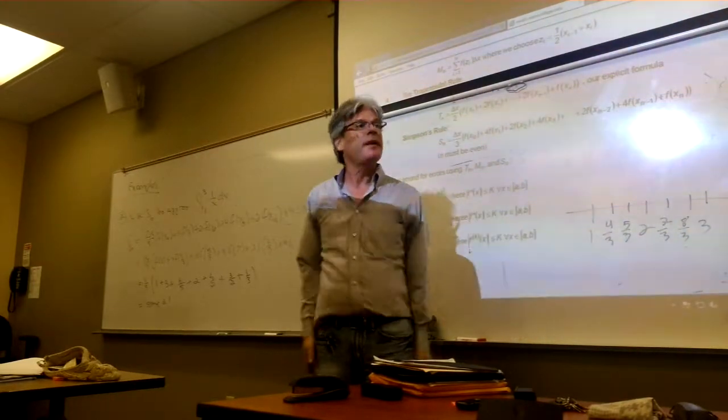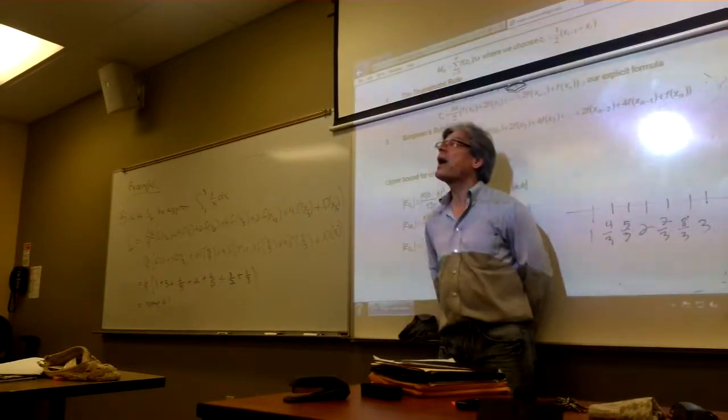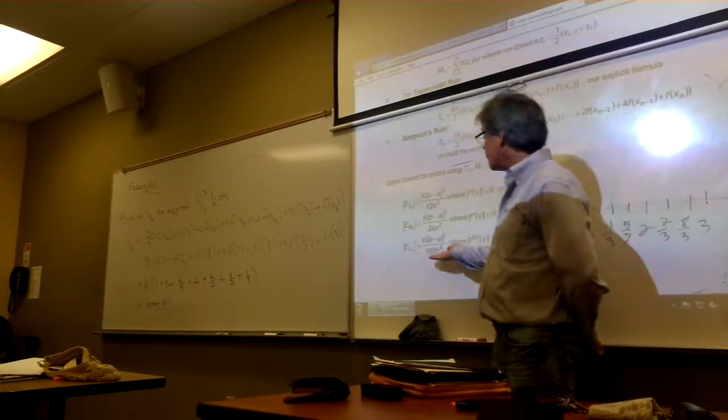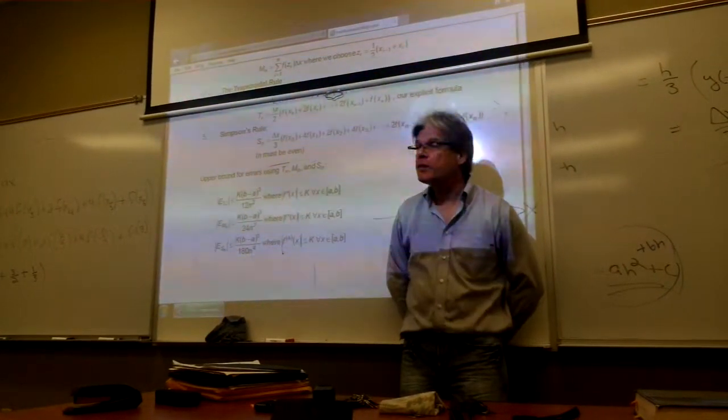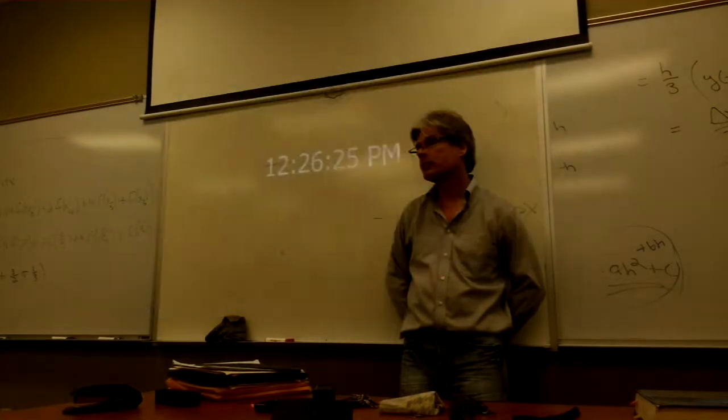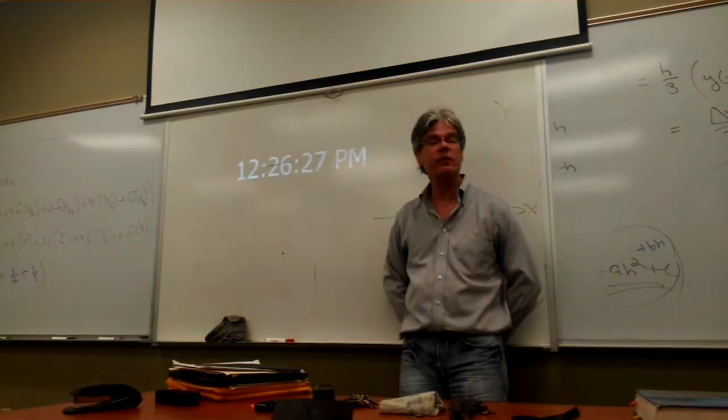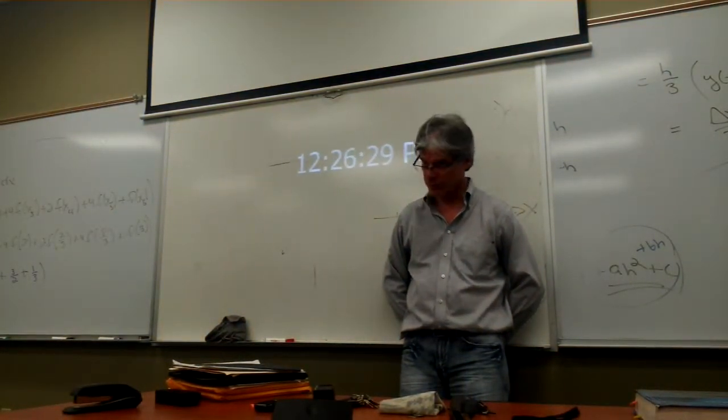I get a number. It's merely an approximation for the area underneath the curve. How accurate is it? I've got nifty little formulas I can use to approximate its closeness to the actual value. That's it. That's all there is to it using Simpson's rule. Really? Really.